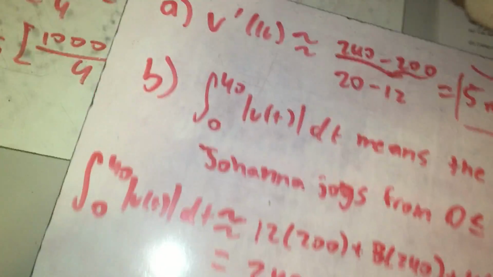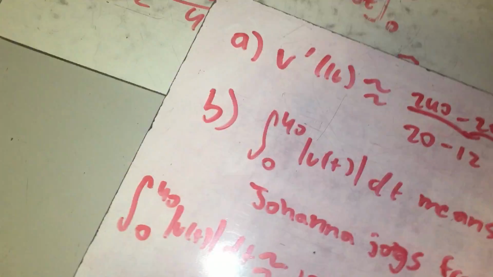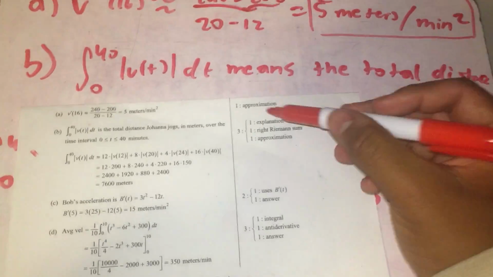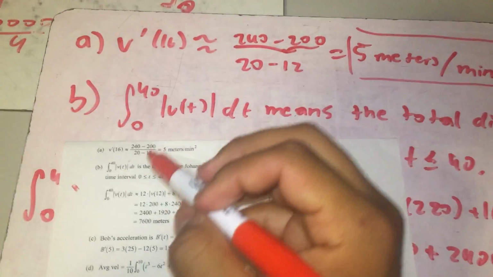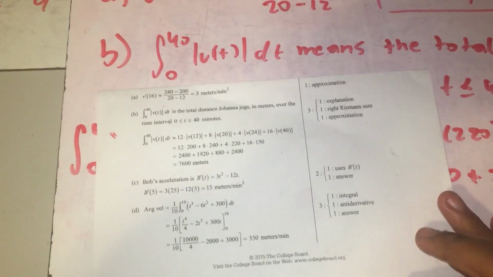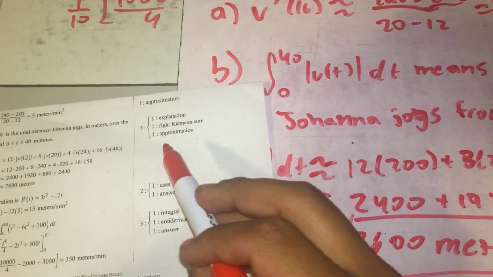Now, let's go back to this other board. Alright. So, I'm going to show you all the possible points that we got. We have the approximation, and it was 5 meters. So that's 1 point. Then we look at B. We have our explanation.